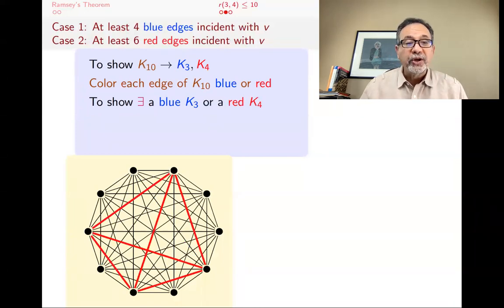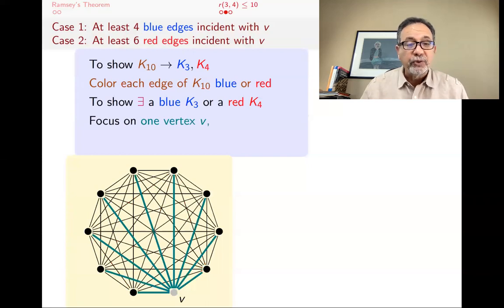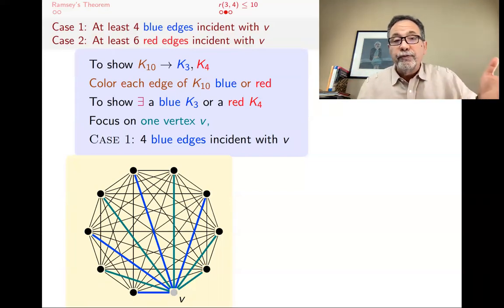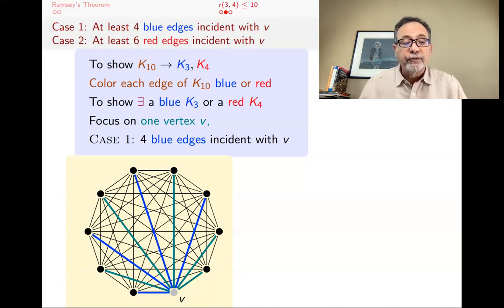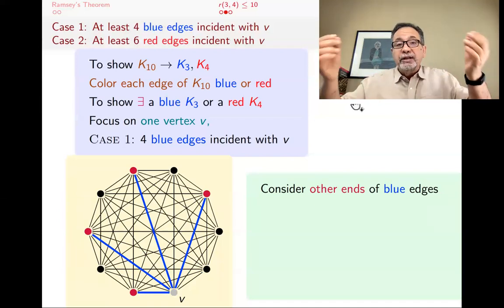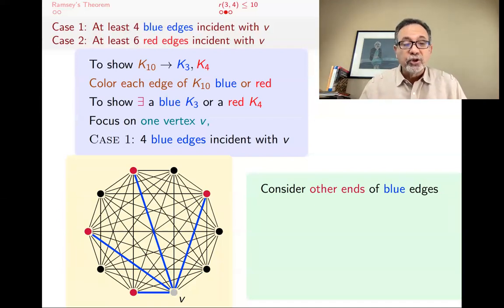And what I do know here is that we have focused on one of the vertices, and the case we're considering is when there are 4 blue edges incident with V. 4 blue edges, 4 or more, at least 4 blue edges. So take 4 of them. If there are more blue edges, don't worry about the other ones. Just look at 4 blue edges. And what I'm going to do is consider the other ends of those blue edges. So the other ends are vertices. So there are those 4 vertices that are the other ends of those blue edges. I don't know which ones are the blue edges, but I know that they have some other vertex at the other end of them. So look at those.